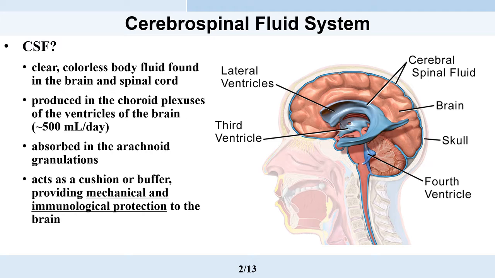CSF is a clear and colorless body fluid found in the brain and spinal cord. It is produced in the choroid plexus of the ventricles of the brain, and it usually produces 500 milliliters per day. The CSF circulates around the brain and spinal cord, and then it is absorbed in the arachnoid granulations into the vessels. The main function of CSF for our body is to act as a cushion or buffer, providing mechanical and immunological protection to the brain.